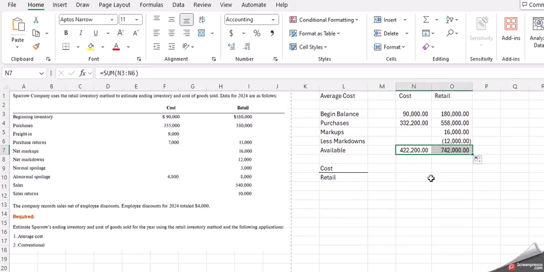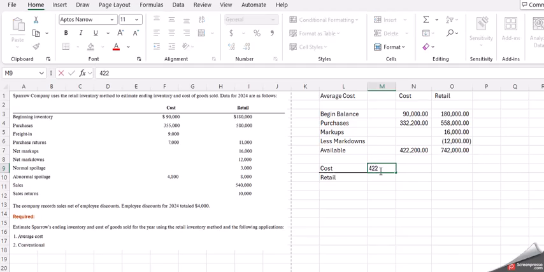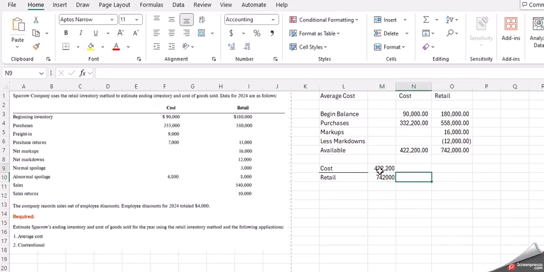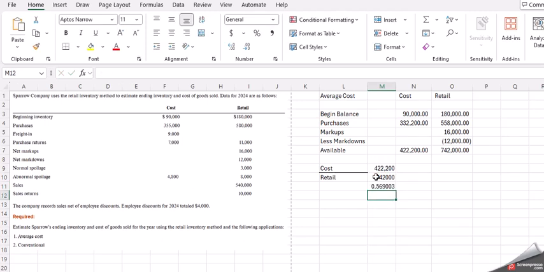Okay. Then we come down here and do the math of that. So 522,200 divided by the 742,000, and that'll give us a percentage. I might actually put it down below here. So that divided by that gives us 0.569. And that is going to be the percent that we use to value our inventory when we get down a little further here. So then this is what was available.